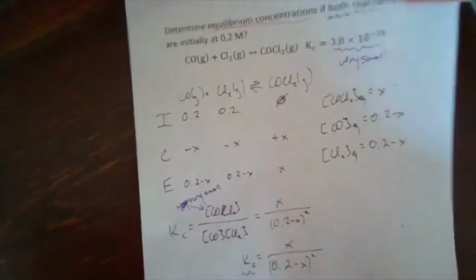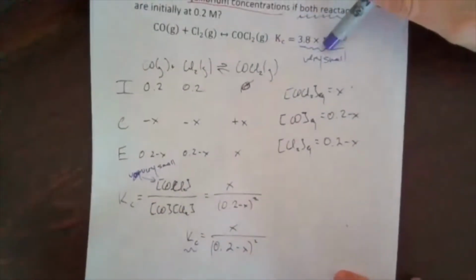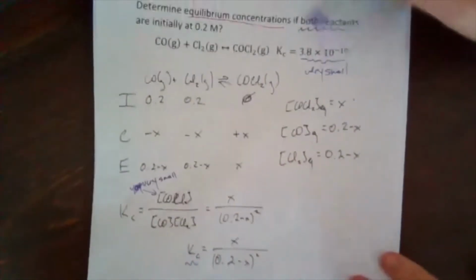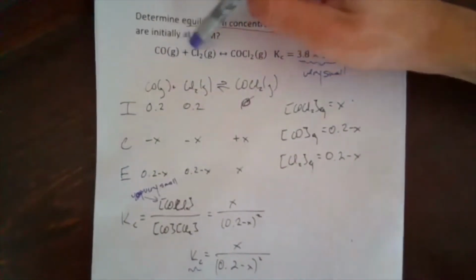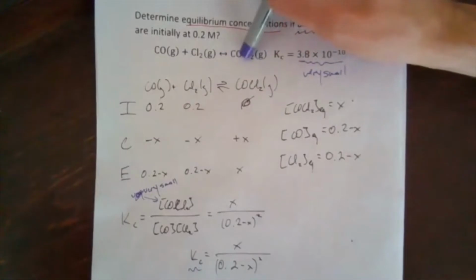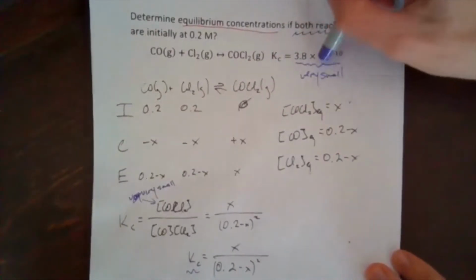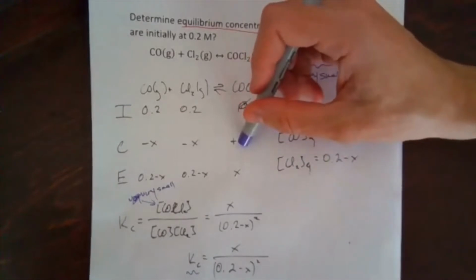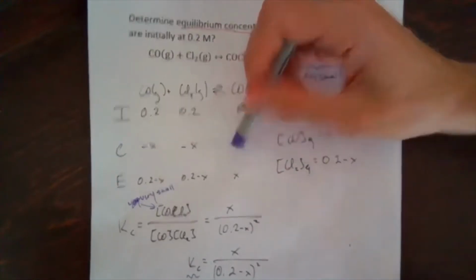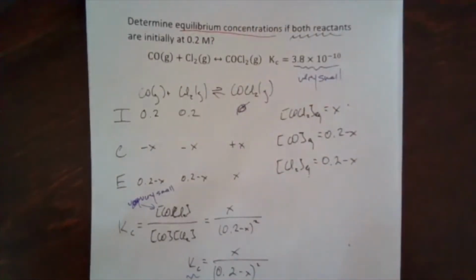We would say that this is a very reactant-favored equilibrium. So yes, you have mixed carbon monoxide and chlorine, and they will potentially react to make COCl2, but not a lot of it. We would expect that this value for x is going to be very small. In general, it's just not really going to change.